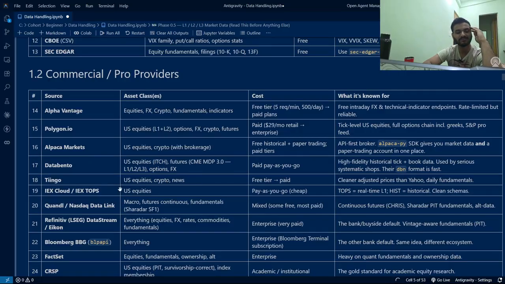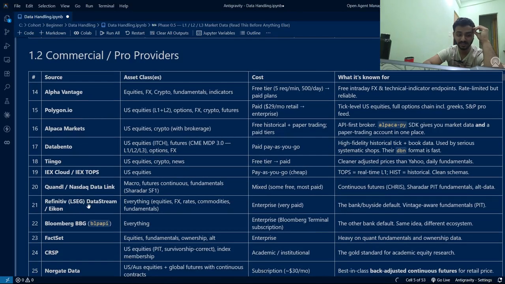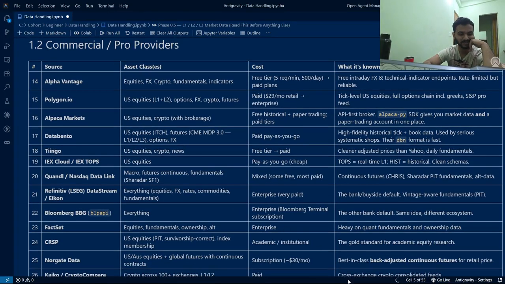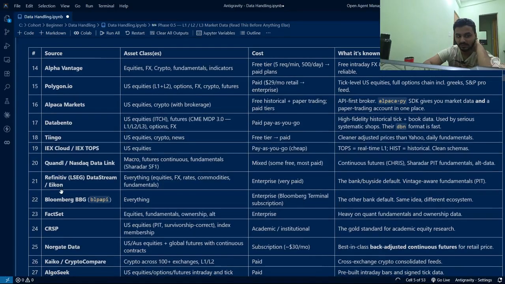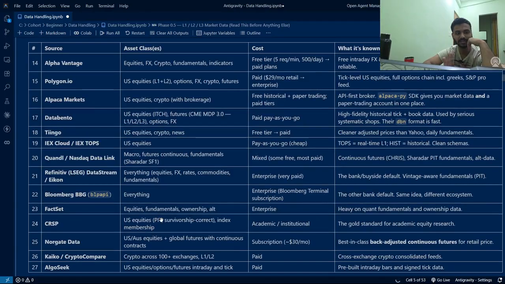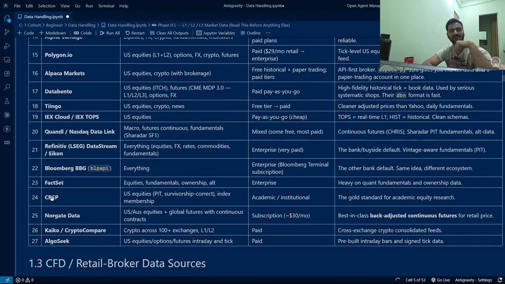Then you've got Tiingo for US equities, crypto, news, IEX Cloud for US equities, Quandl or Nasdaq Data Link, that's for macro, fundamental, futures continuous, fundamentals, Refinitiv data stream, econ, everything: equities, FX rate, commodities, fundamental, enterprise. It's very expensive actually. Then your Bloomberg, extremely expensive. Again, FactSet, equities data, alternative data. So the CRSP, US equities, Norgate Data is there, Kaiko and CryptoCompare.